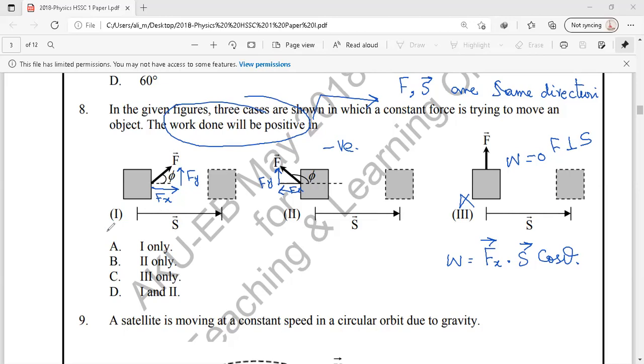So the correct answer for this question number 8 would be this first, in which we have the positive work done because force and displacement are in the same direction. So the correct option we have for this question is option A, that is in only one the work done acting on the body is positive.